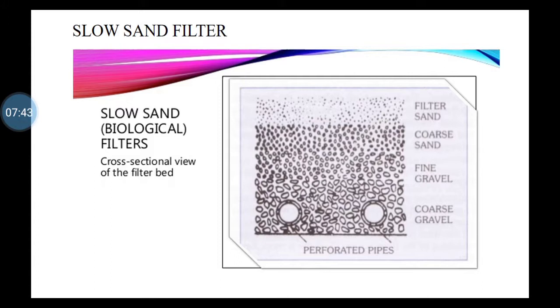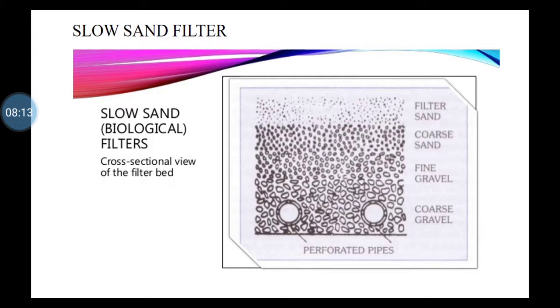Above this layer there is fine gravel. You can see this. The fine gravel's total thickness is 15 to 30 centimeters. Then the third layer above the fine gravel is of coarse sand. The thickness of this coarse sand is again 15 to 30 centimeters. The gravel layer gives support to the sand layer.